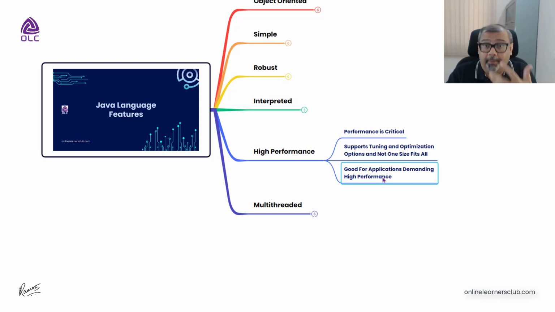A classic example could be a web application where hundreds and thousands of users could be accessing that application, and the Java web application server is capable of handling that type of workload.